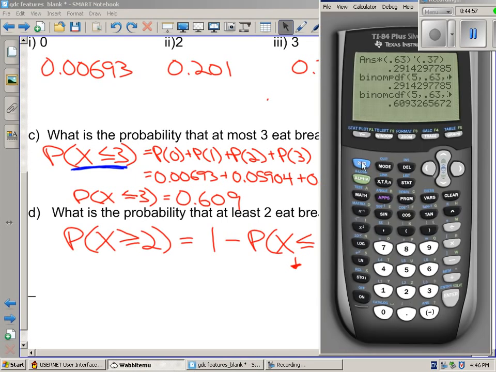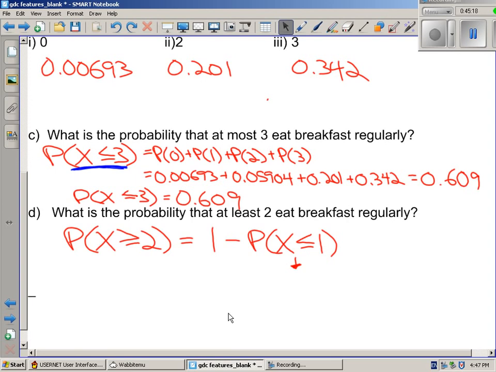Okay, so it only does probability of up to for binom CDF. So I'd have 5 trials, 0.63. Now I want an x value of 1. Okay, so I want up to 1 success. And I work that through, and I should get 0.934.